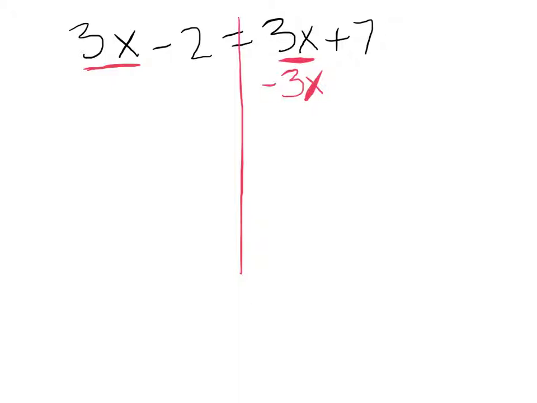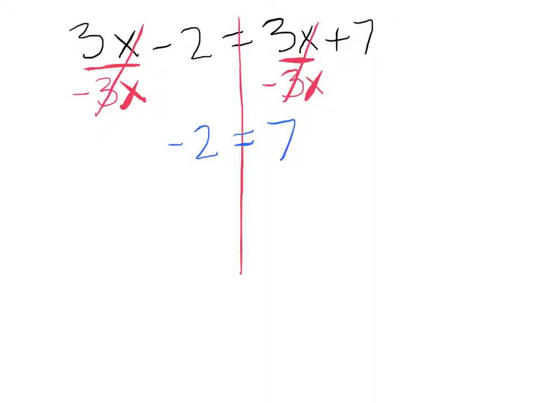So minus 3x is what I want to do here, so I need to also minus 3x on the other side to keep it balanced. Well, 3x minus 3x is nothing. Uh-oh. Let's see what we have left over. I'm going to change colors so it's obvious. I have negative 2 left over on this side, and I have 7 left over on this side.